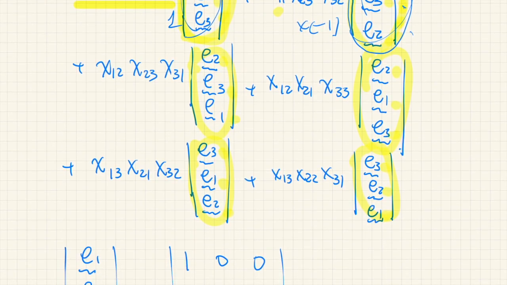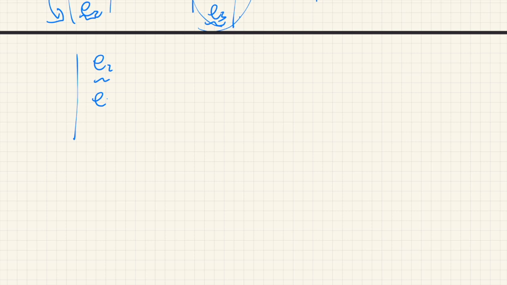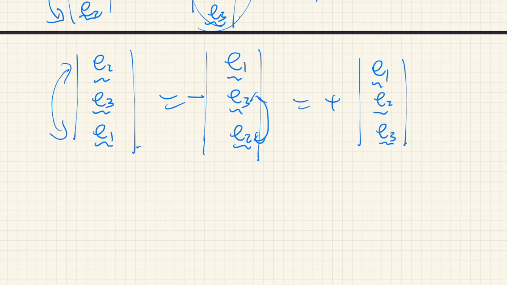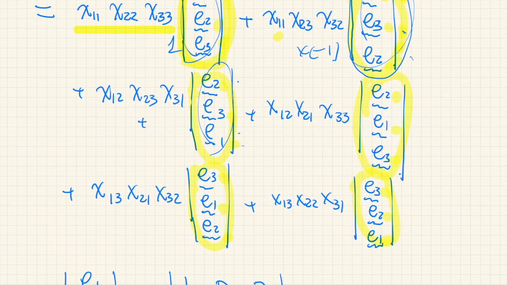And similarly, this one, 2, 3, 1. Consider E2, E3, and E1. First we swap 1 and 2 here, so E1, E3, and E2. That introduces one negative sign. Next we swap this 3 and 2, then it swaps the sign again, so that becomes positive: E1, E2, and E3. And this is equal to 1. So for this one, we have positive 1.